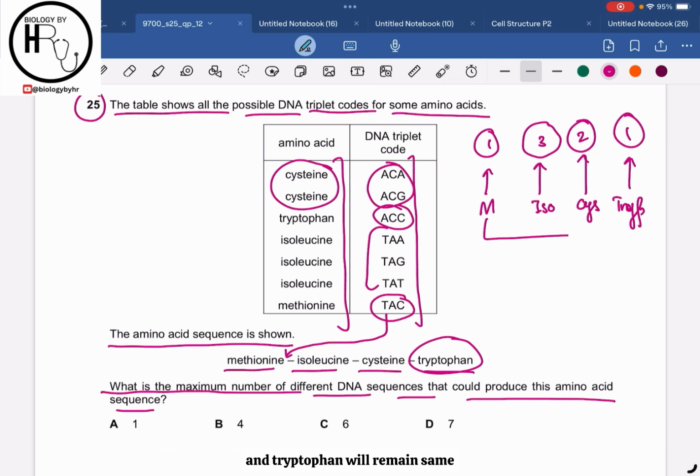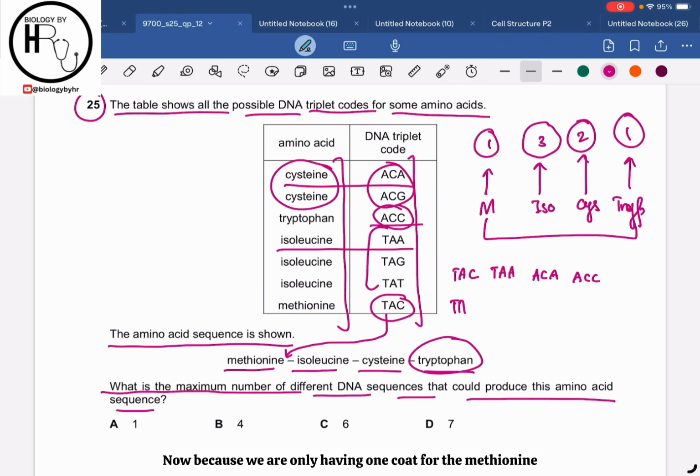So methionine and tryptophan will remain the same. Now let's talk about how many different DNA sequences could produce this whole amino acid sequence. For the methionine we will take the code TAC. For the isoleucine, for example, in one DNA sequence we take TAA, then we take the cysteine as ACA, and then the tryptophan is ACC. Because we only have one code for the methionine and the tryptophan, it will not change, but we are going to change the isoleucine.